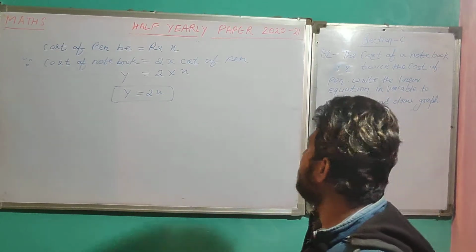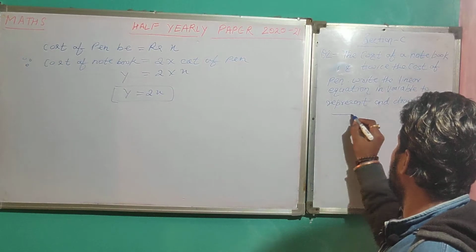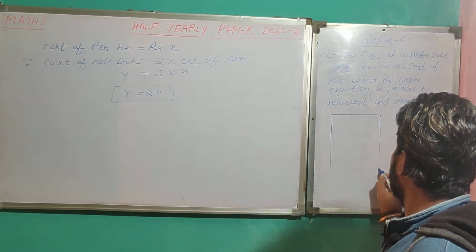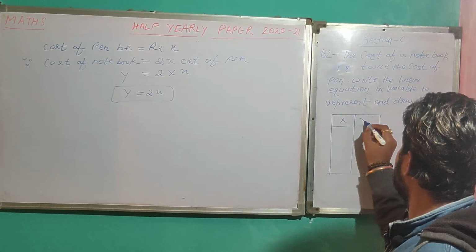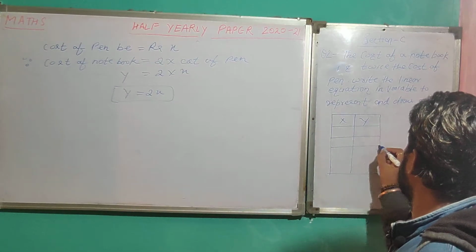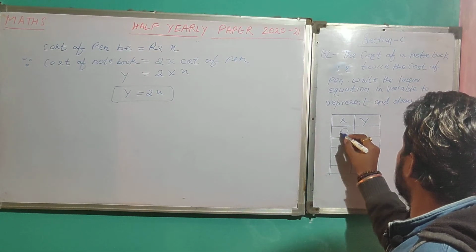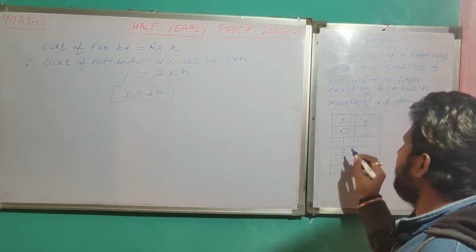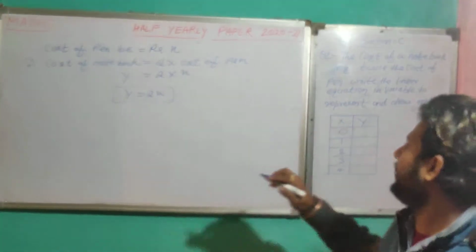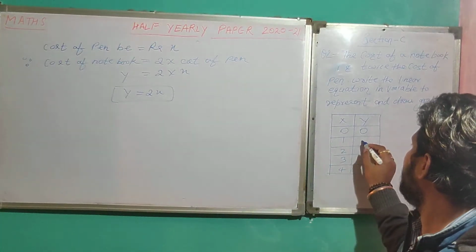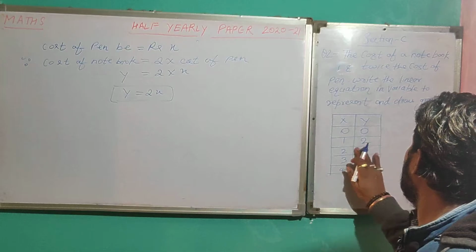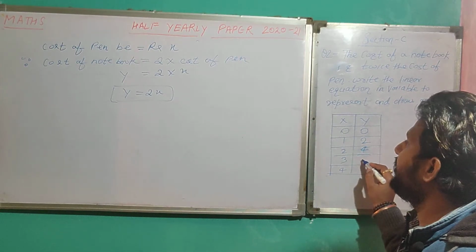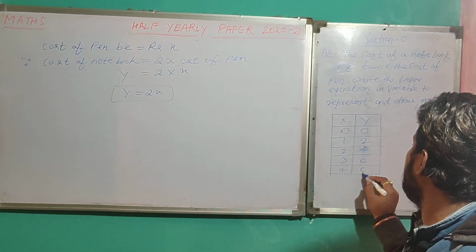Now we have to draw the graph. So for that we will tabulate. Here, this is X, this is Y. X is equal to 0, 1, 2, 3 and 4. For different values of X we will get different values of Y. If we put X is equal to 0, we get Y is equal to 0. X is equal to 1, Y is equal to 2. X is equal to 2, Y is equal to 4. X is equal to 3, Y is equal to 6. X is equal to 4, Y is equal to 8.